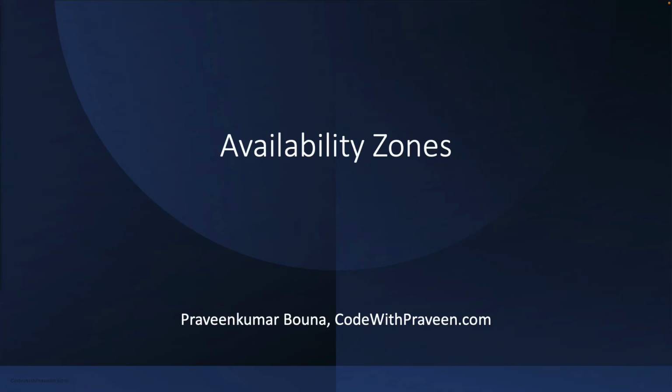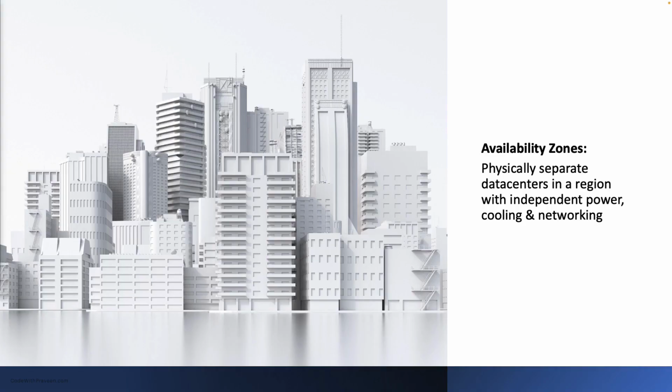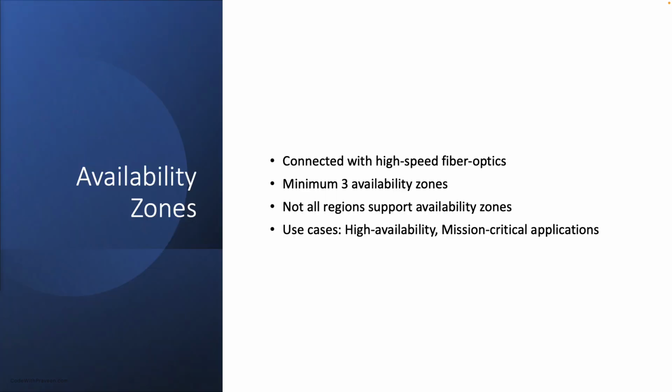Let us look at the next infrastructure in Azure's physical infrastructure, namely availability zones. Availability zones are essential for ensuring high availability and mission-critical application support. They are physically separate data centers within a region that are designed to provide independent power, cooling, and networking capabilities. These data centers are connected via high-speed fiber optic networks, ensuring that applications and services continue running without interruption.